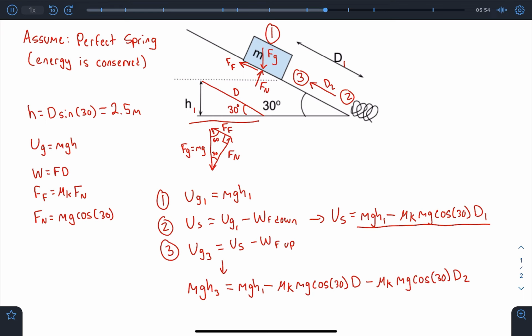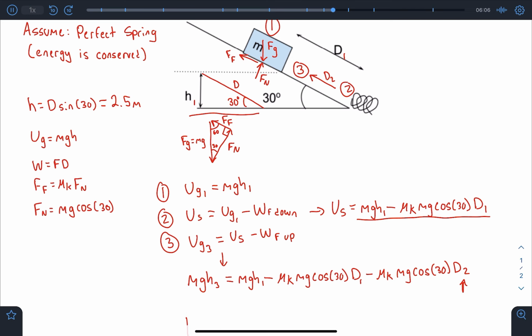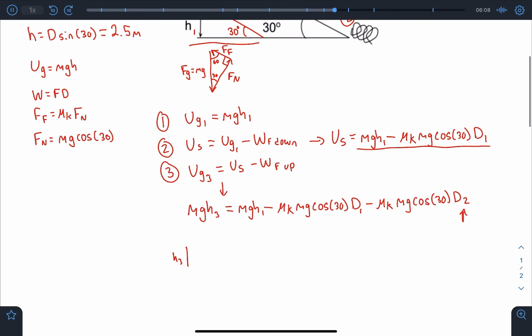Now this d2 value here at the end of the equation is currently an unknown. However, we can write it in terms of our final height, h3, using a little bit of trig, because we've got h3 here, and we know that that second distance traveled we're calling d2, and we know this angle is still 30 degrees. And so we can write d2 is just equal to our final height divided by sine 30.